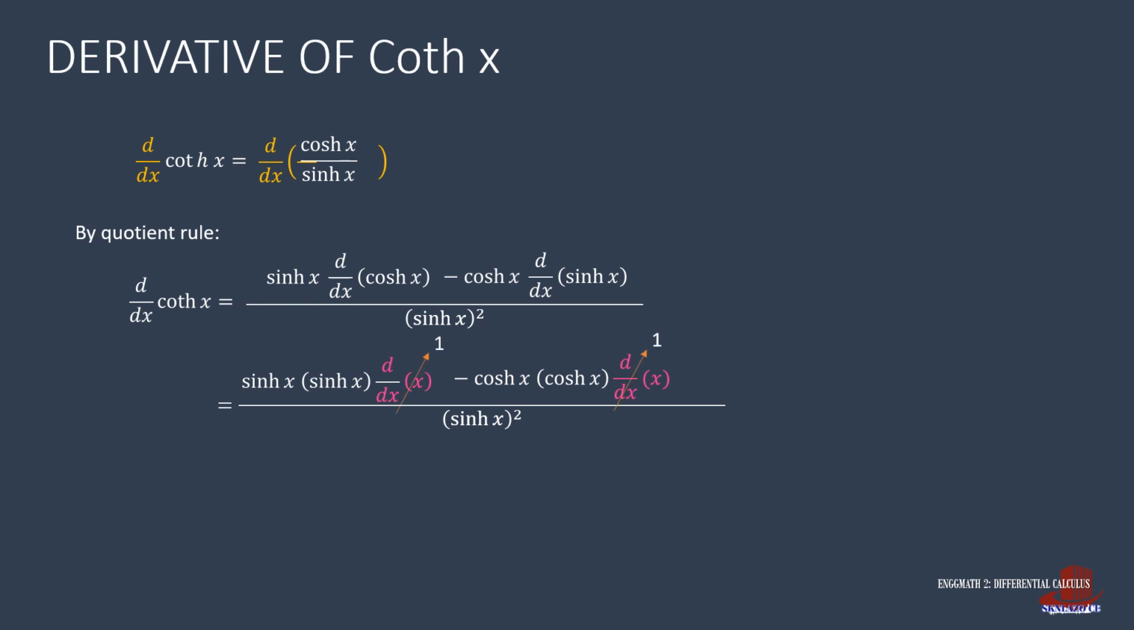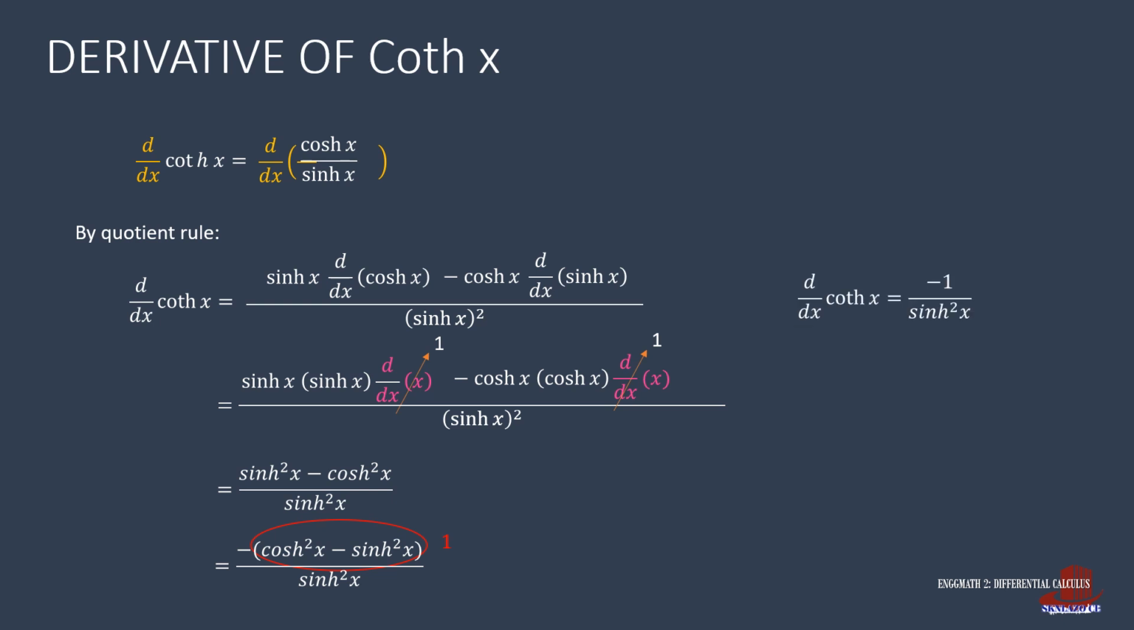Those segments from chain rule are simplified to 1, leaving the right term as the square of hyperbolic sine minus the square of hyperbolic cosine all upon the square of hyperbolic sine. Swap the terms in the numerator and introduce a negative sign. Then simplify the two terms into 1, making negative 1 over hyperbolic sine squared. This reciprocal is then transformed into the square of hyperbolic cosecant, thus the derivative of hyperbolic cotangent is negative hyperbolic cosecant squared.